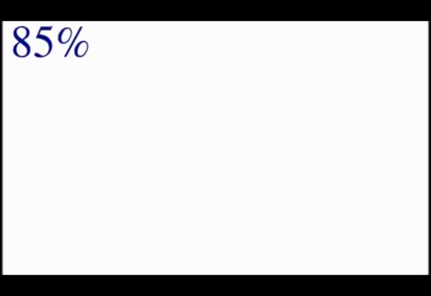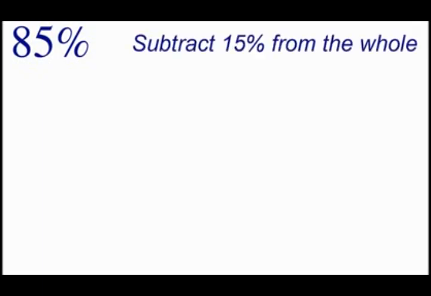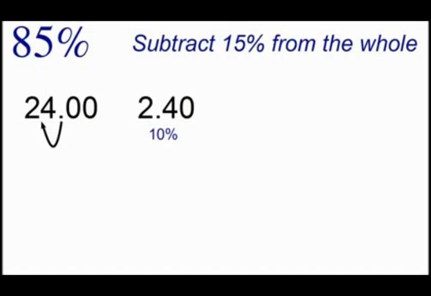For 85%, this will be the most complicated example we're doing. We're going to calculate 15% and subtract that number from the whole. So how do we calculate 15%? First we calculate 10% by moving the decimal point over. Then we take half of that number. So we have 2.4 and 1.2. So 15% is the sum of these two, which is 3.6.